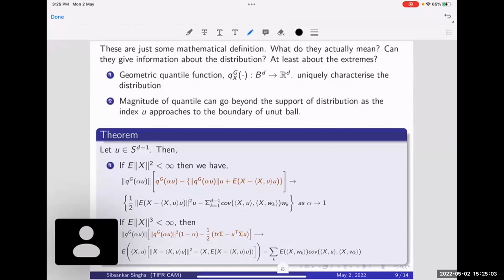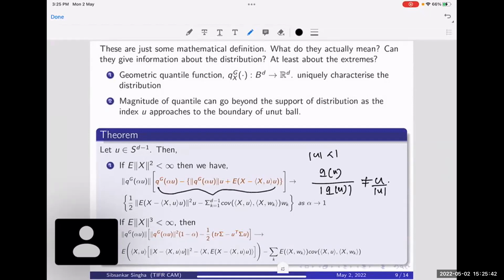One thing to note here is that when you are given some index vector u whose norm is less than 1, then the direction of the quantile is not the same as the direction of u. If we write it here as a unit vector, that is not the same as u, the directions are not the same. But when the norm of u is going towards 1, then they converge. Now at what rate are they converging? So we normalize with this constant, and this colored thing.